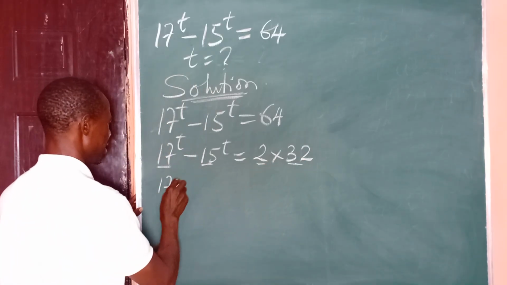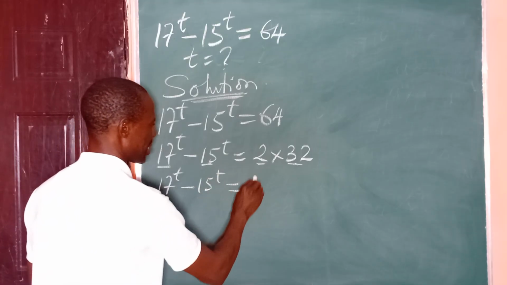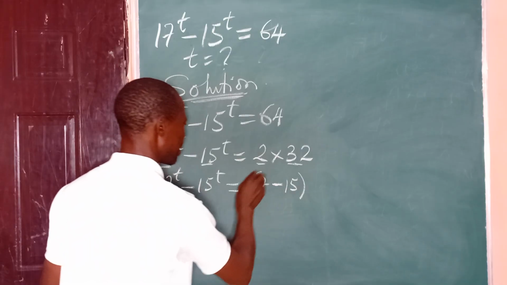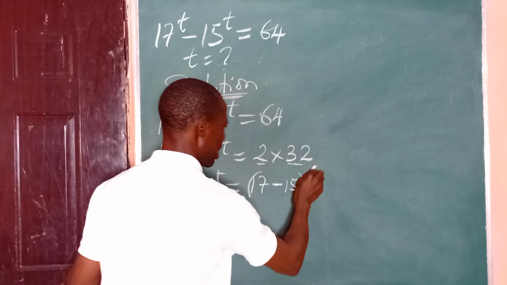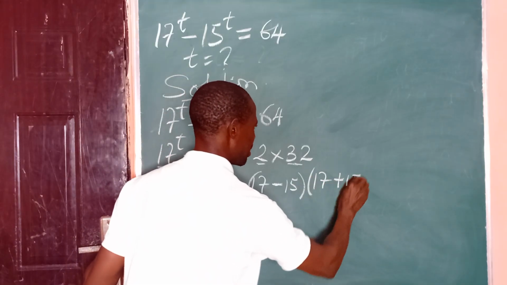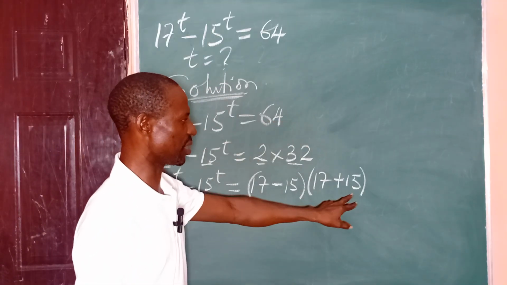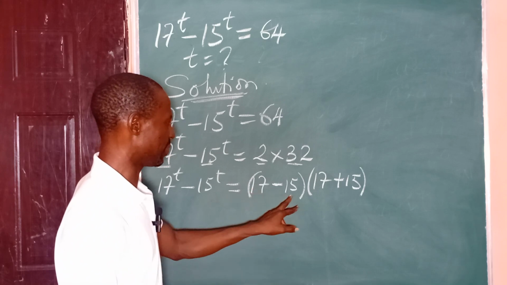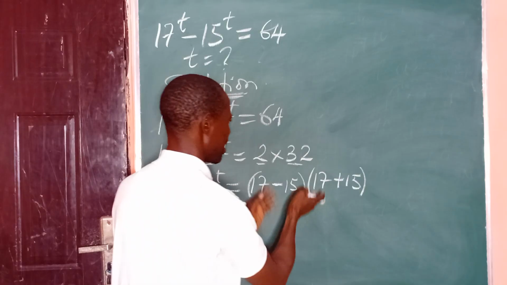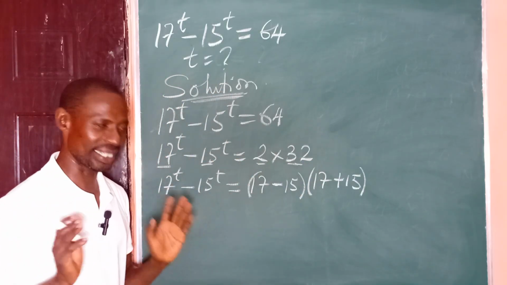So we now have our 17 to the t minus 15 to the t equal to our 17 minus 15 in bracket for these two, and here bracket our 17 plus 15 in bracket. This is for 32 because 17 plus 15 will give us 32, and 17 minus 15 will give us 2. So the expression we have here is the same thing we have here. The left-hand side is still in order.